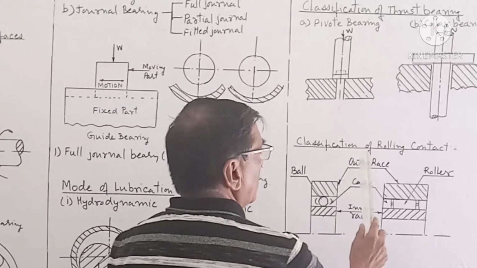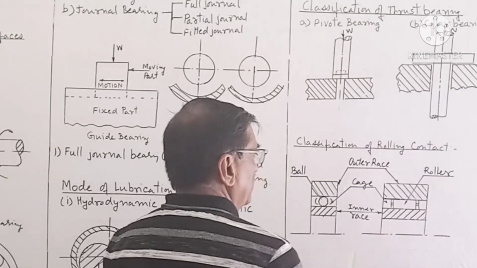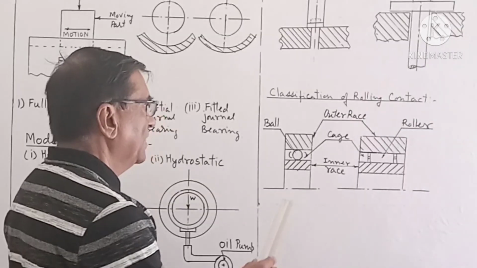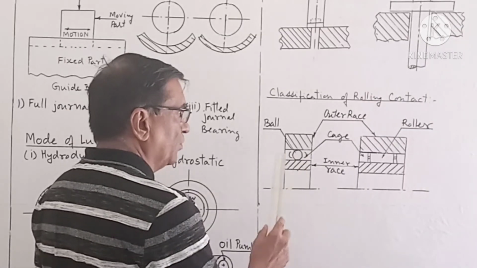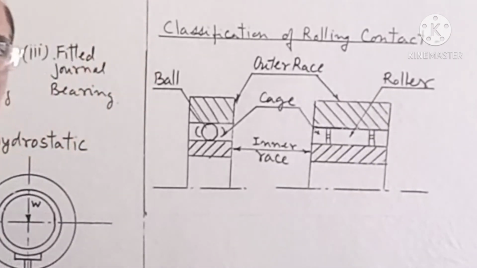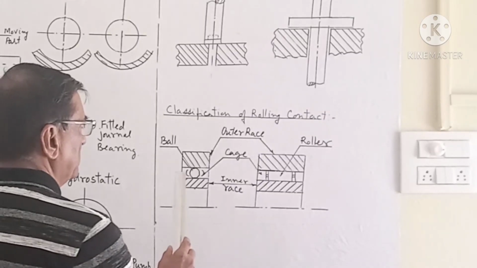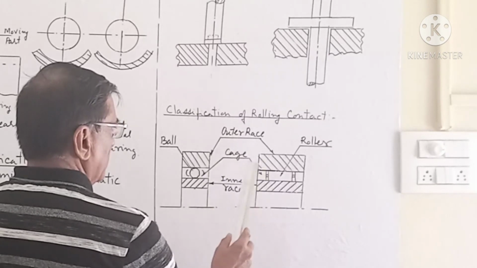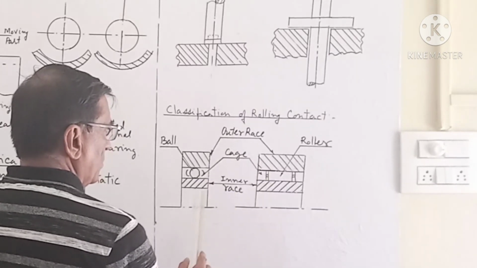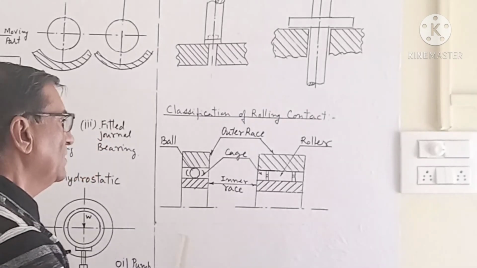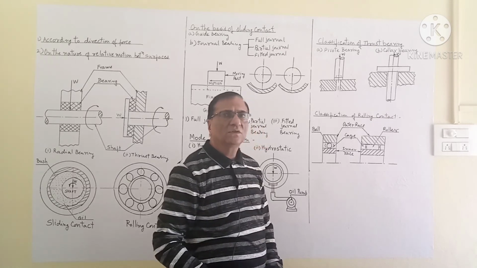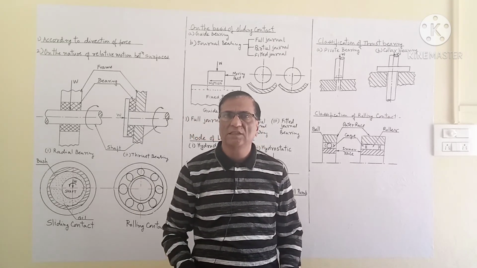Now, classification of rolling contact bearings, or on the basis of rolling element. Here a ball is used as a rolling element and here a roller is used as a rolling element. This is the outer race, this is the cage and this is the inner race. Here a hole is provided for the insertion of the shaft. So, now this is all about the classification of bearings.